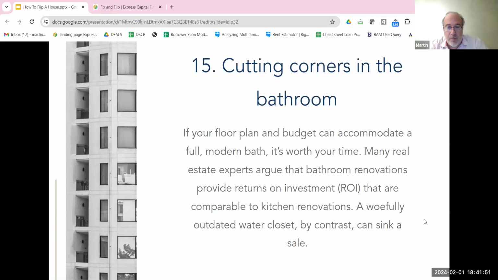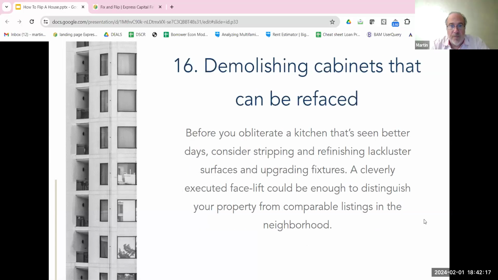Cutting corners in the bathroom. So remember I said before that the bathroom is the number one thing that people look at when buying homes. Your floor plan and budget should accommodate a full modern bathroom. It's worth your time. Many experts argue that the bathroom renovation provides your greatest return on investment. And that is ever so true, not just for me, for many experts out there, and you can read up on that as well. So kitchen is number two, like I said early on in the presentation.